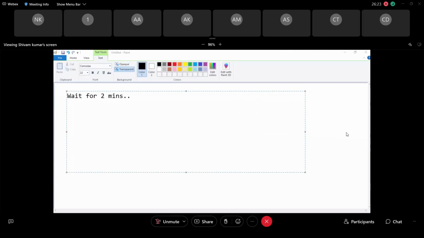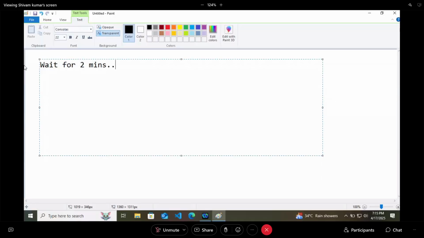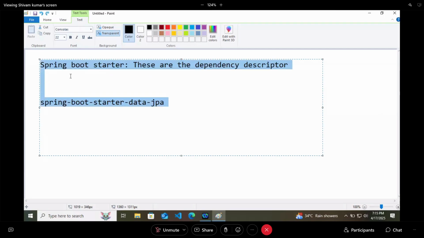So yesterday we discussed Spring Boot starters. In that, if you are talking about starter data JPA, these are the dependency descriptor. It means that when we keep this dependency, it will collect all the required jar files. Any doubt in starters?